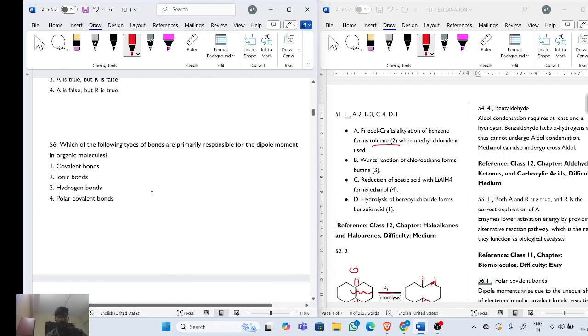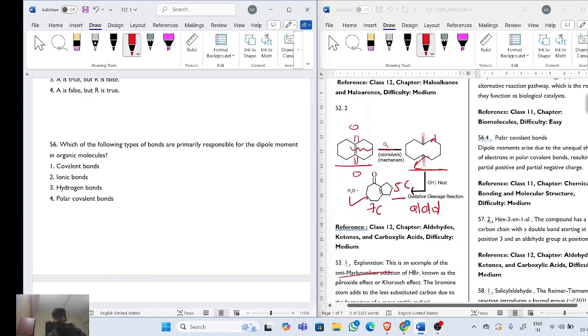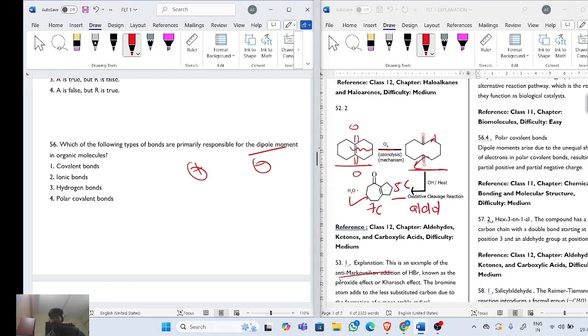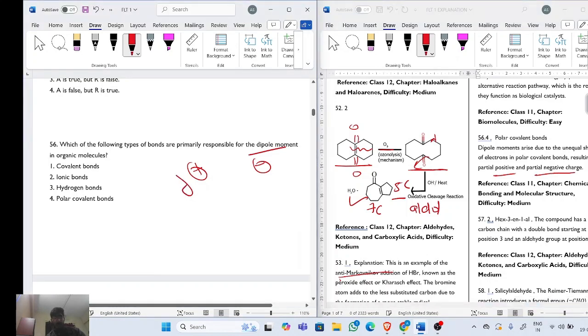Now question number 56. Which of the following types of bond is primarily responsible for the dipole moment in organic molecules? We know the dipole moment is due to the difference between the polarity of charges, the difference of positive and negative charge. So dipole moment arises due to the unequal sharing of electrons in polar covalent compounds, resulting in partial positive and partial negative charges, meaning delta plus and delta minus charges. So it arises due to the polar covalent bonds.